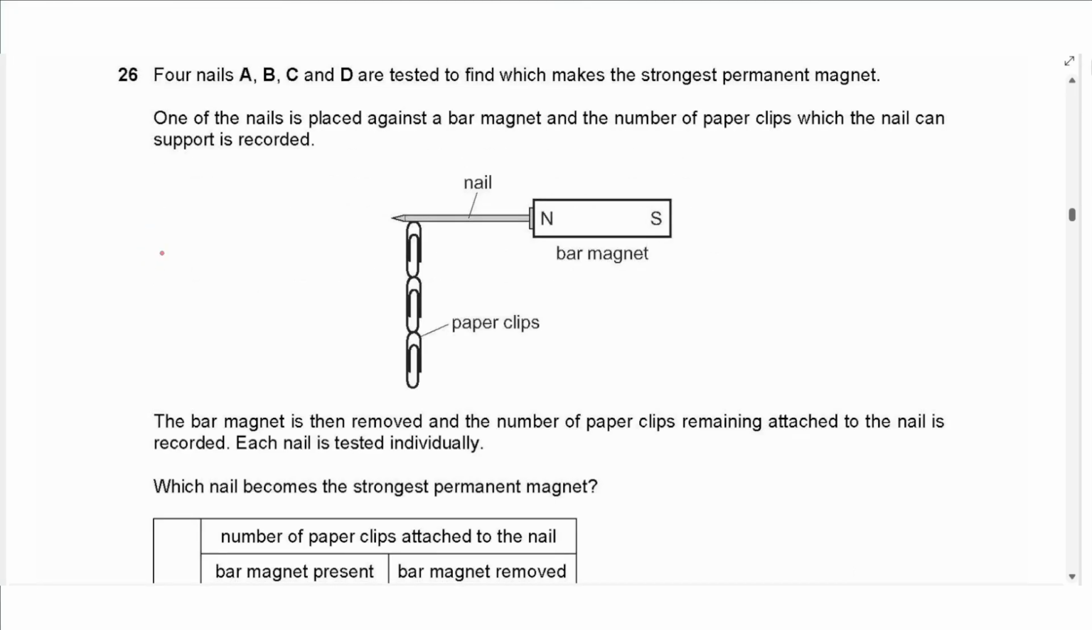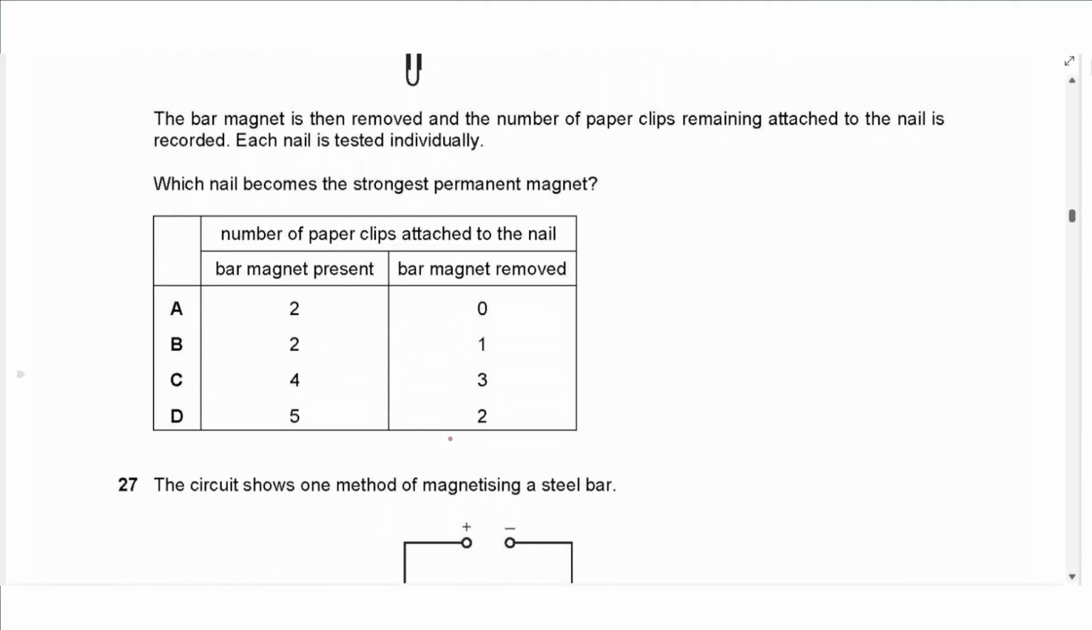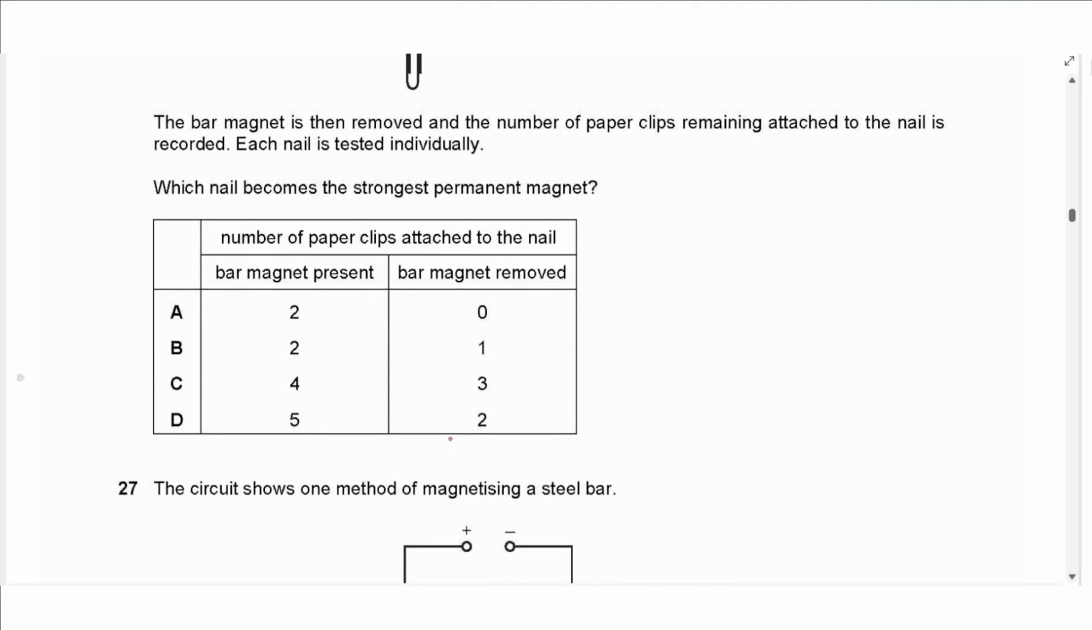In question 26, it says 4 nails A, B, C, and D are tested to find which makes the strongest permanent magnet. One of these nails is placed against a bar magnet, and the number of paper clips which the nail can support is recorded. The bar magnet is then removed, and the number of paper clips remaining attached to the nail is recorded. Each nail is tested individually. Which nail becomes the strongest permanent magnet?